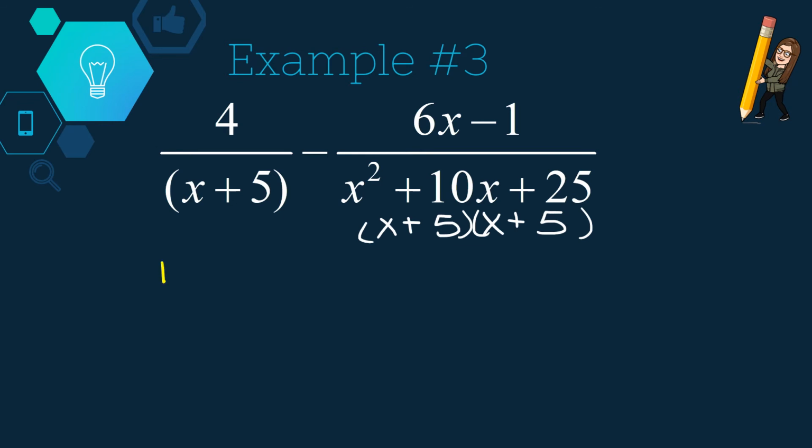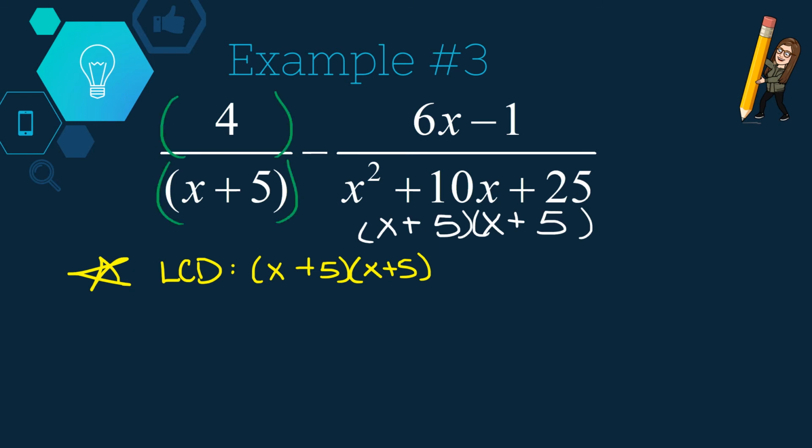LCD. Here's the exception. I always say the LCD is every denominator once, but you'll notice that the second one has it twice. So if the denominator is the same in the same rational function, you do need to write it twice, okay? Special case here. So let's look at the first fraction. What does the first fraction need that it's missing? It's missing an x plus 5. Okay, let's look at the second fraction. What is it missing? Nothing. It has both of them, right?